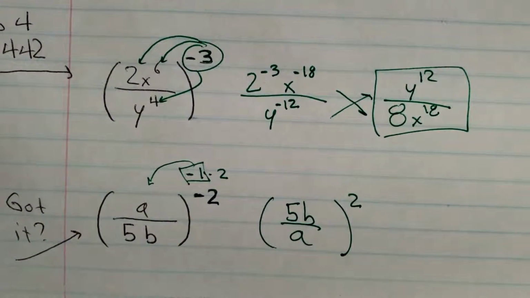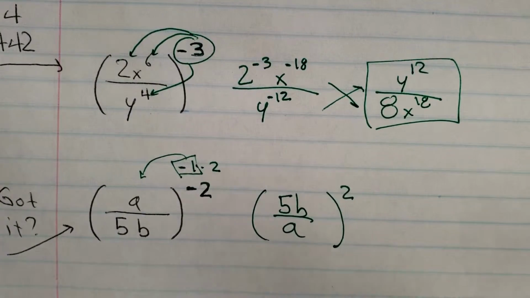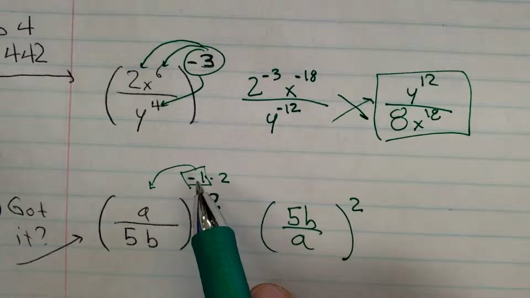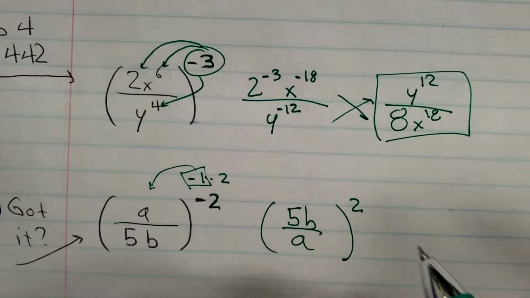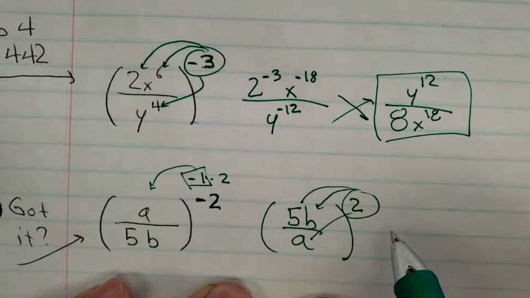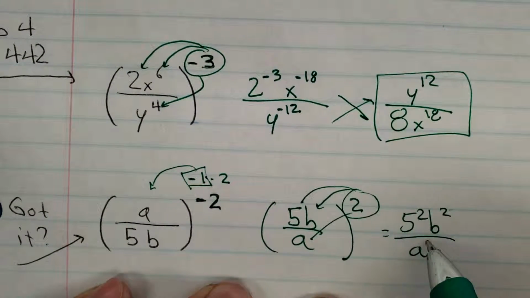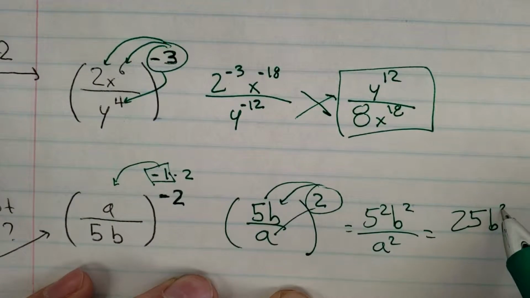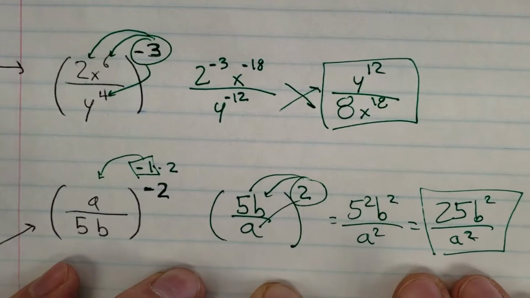The negative flips things, students. It flips them. It's a reciprocal maker. So what I did is I reciprocated my frying pan, and basically I spent my -1. Its job is done. Okay? So now, stick to you, stick to you, stick to you. Rewrite 5 squared, b squared, a squared. That's going to simplify to 25 b squared over a squared. Done. Got them. That's it.